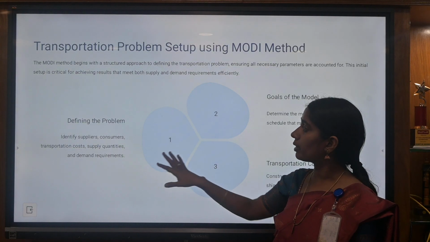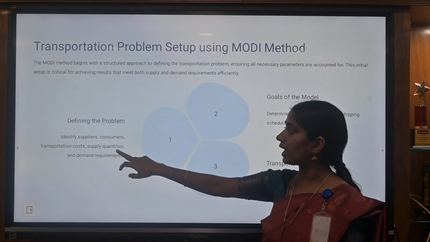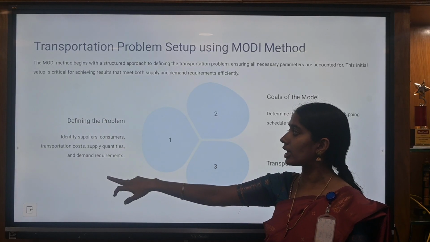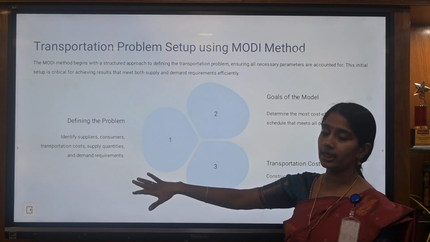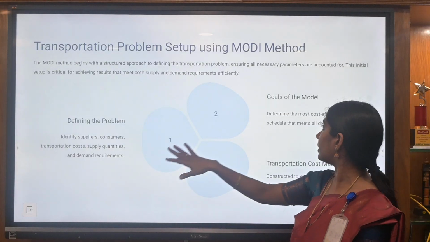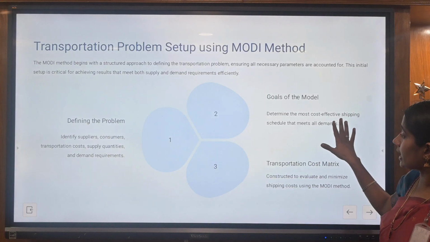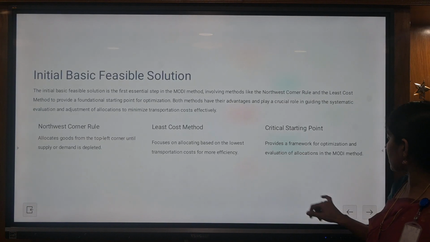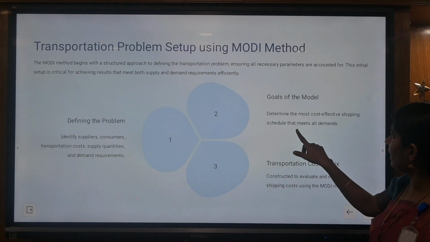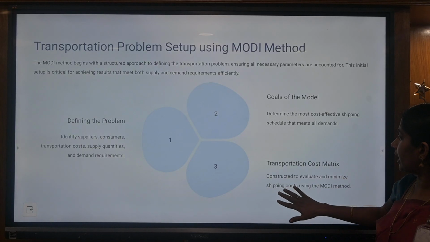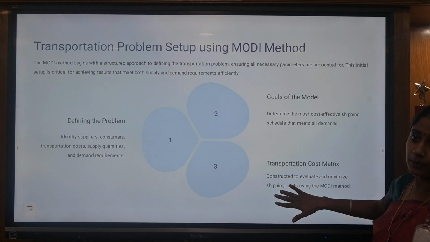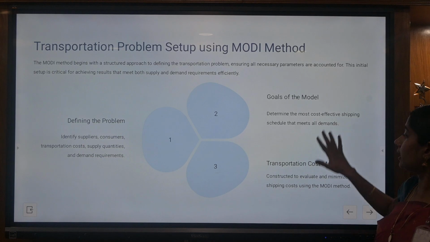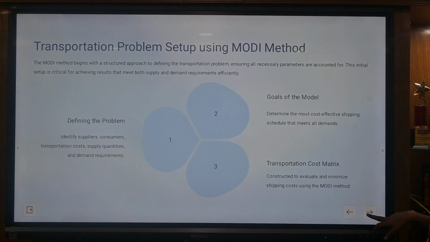So, the structure of a MODI method, first we define the problem, we identify the suppliers, consumers, transportation costs, supply quantities and demand requirements, and then we set the goal of the model. It is to determine the most cost effective shipping schedule that meets all the demands. Then we find whether the transportation cost that we find using the MODI method is the optimal method.